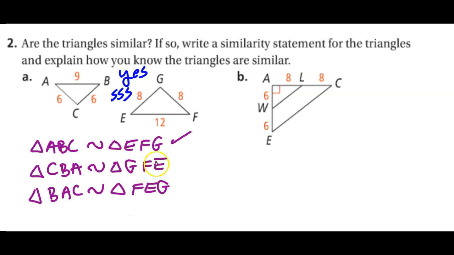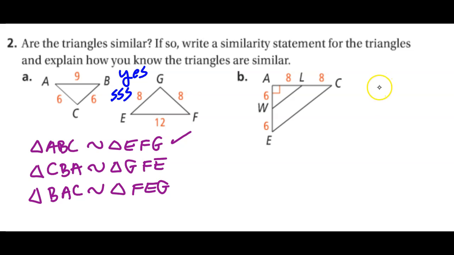But notice, because E and F are the same measure as A and B, it doesn't matter really the order you write those, but the G has to match up with the C in this case. And there's more ways you could write that combination of B, A, and C, but that's how we're going to leave it there. So for the next one, we've got a triangle inside of a triangle.